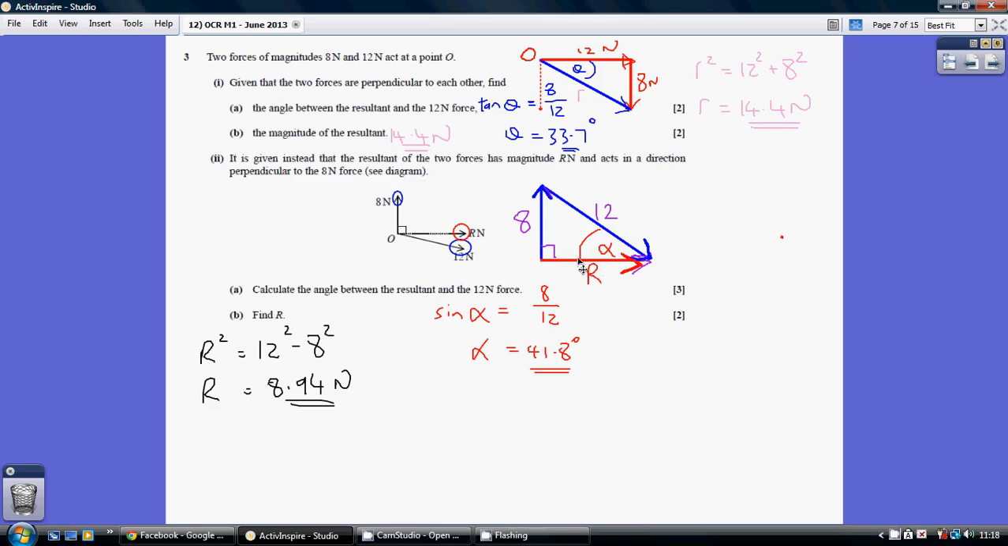So now we're being asked to calculate the angle between the resultant force and the 12 force, this angle here. So we've got opposite over hypotenuse, so sin alpha equals 8 over 12, alpha equals 41.8 degrees, and now on this occasion we're working out the length of one of the shorter sides. 12 is the hypotenuse, so r squared equals 12 squared take away 8 squared, r equals 8.94 newtons.